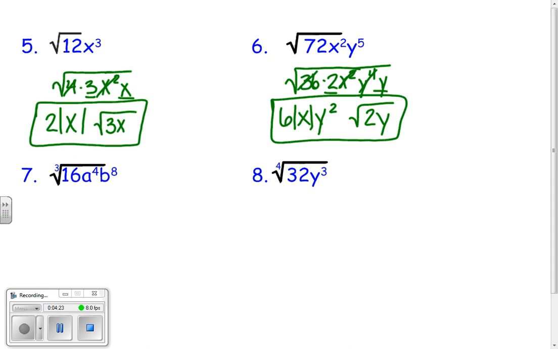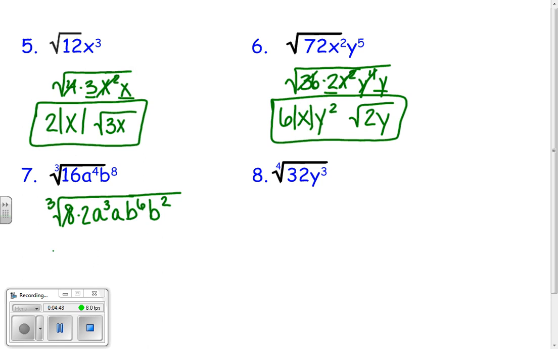Number 7 is a cube root, so you're looking at the next list that we had in class. The numbers you want to use here are 8 and 2. A to the fourth needs to become an a cubed a because 4 is not divisible by 3. b to the eighth doesn't work either. 7 won't work. 6 is the next lowest power, which means you need a b squared to compensate for the b to the eighth you started with.